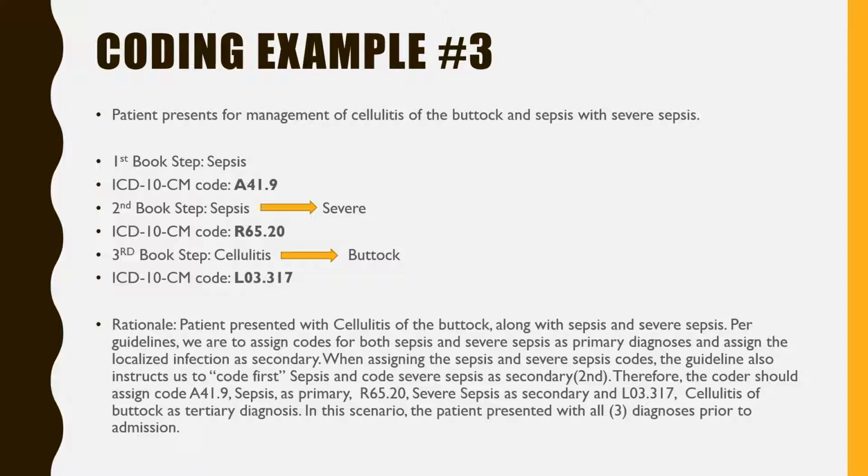So therefore, the coder should assign code A41.9, which represents sepsis, as the primary diagnosis, R65.20, which represents the severe sepsis, as secondary, and L03.317, which represents the cellulitis of the buttock, as our third diagnosis. In this particular scenario, the patient presented with all three diagnoses prior to admission. So therefore, based upon the guideline, the rules change for assigning the codes in this particular scenario.